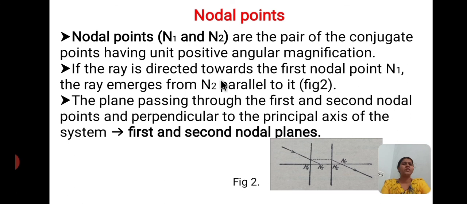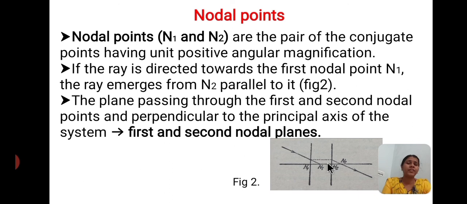Now in this nodal point, what have I written here? A pair of conjugate points having unit positive angular magnification. What does angular magnification mean? It is the ratio of the tangent of the angle subtended by an object and its image when measured from the given point in an instrument, as we see in magnifiers and binoculars. That is angular magnification. This is about the nodal points.